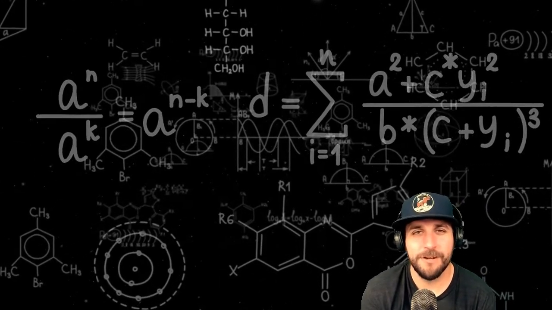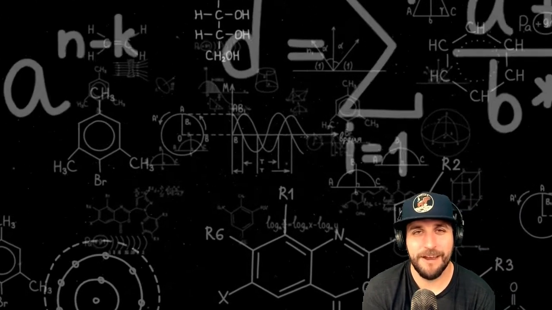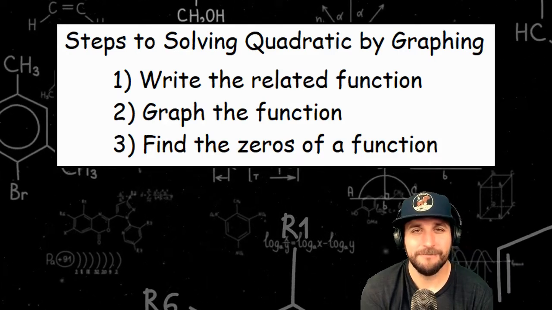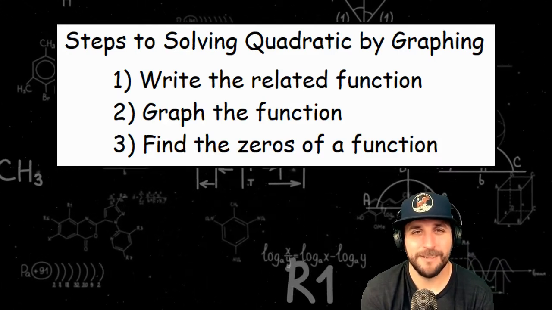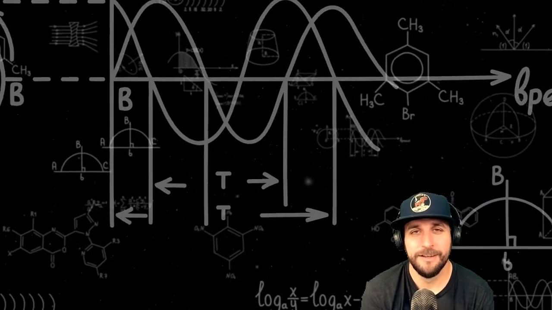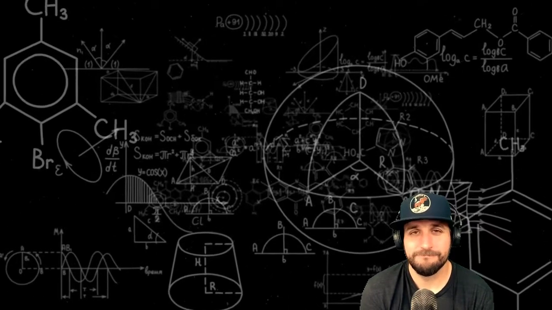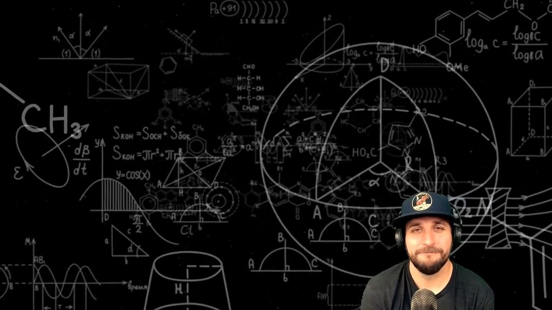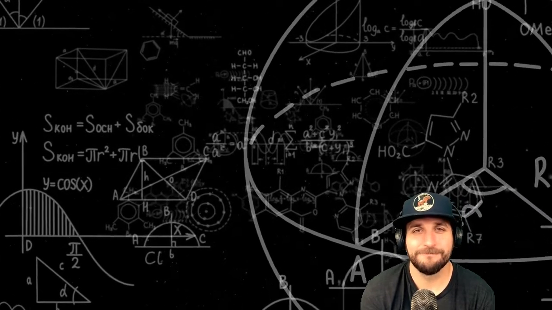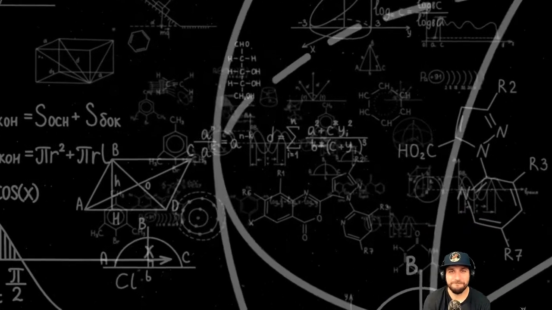So that wraps up our notes on solving quadratic equations by graphing. We find the related function, graph it, find the zeros of that function, and those zeros will be the solutions to our quadratic equation. So know how to graph and know how to find zeros. And that's all I got. Bye guys. See you next time.